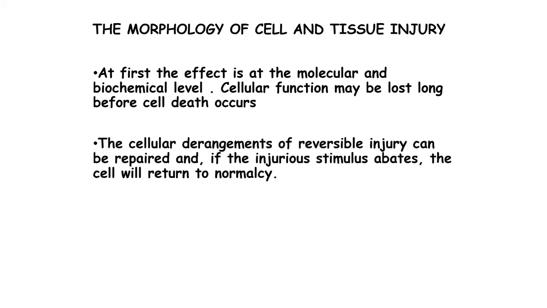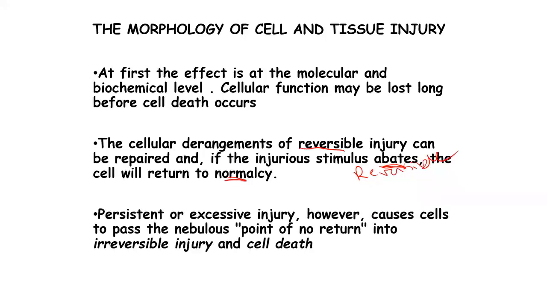The cellular derangements of reversible cell injury can be repaired. واحنا عشان كده قلنا هو reversible يعني بيرجع تاني. If the injurious stimulus abates, the cell will return to normalcy. If I stop the stimulus, I'm going to return to the normal status, and this is the meaning of reversible. But persistent or excessive injury, however, causes cells to pass to the nebulous point of no return, نقطة اللا عودة, into irreversible cell injury and cell death. Whenever cell death occurs, it doesn't go back to normal.